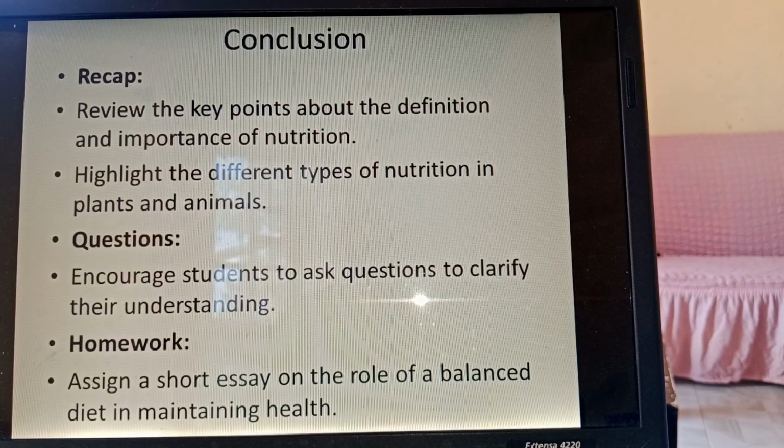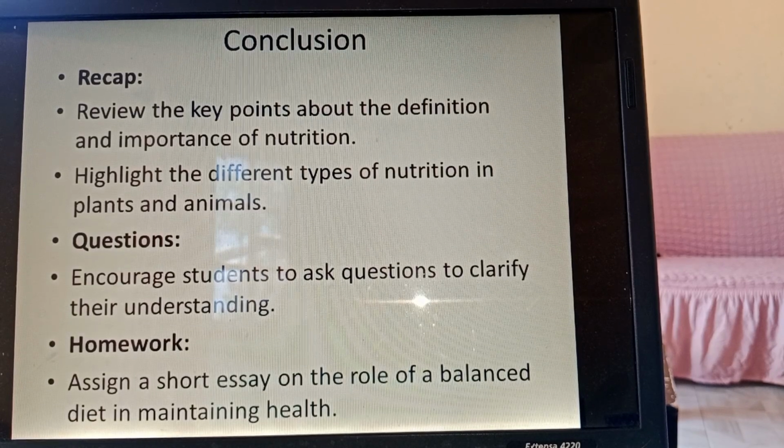Conclusion, recap: review the key points about the definition and importance of nutrition. Highlight the different types of nutrition in plants and animals. Questions: encourage students to ask questions to clarify their understanding. Here, students are the ones to ask. All right? In the conclusion, they ask questions. Homework: assign a short essay on the role of balanced diet in maintaining health.